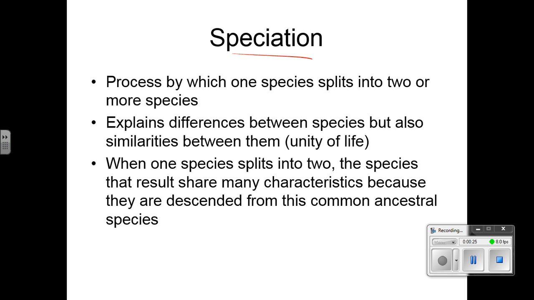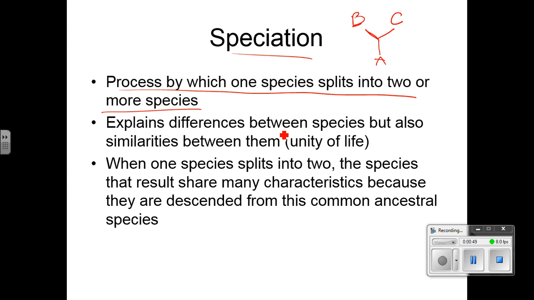Speciation is defined as a process by which one species splits into two or more species. So species A splits, and you have species B and C now, which are not the same, and they don't breed together anymore. And that's going to be important later.